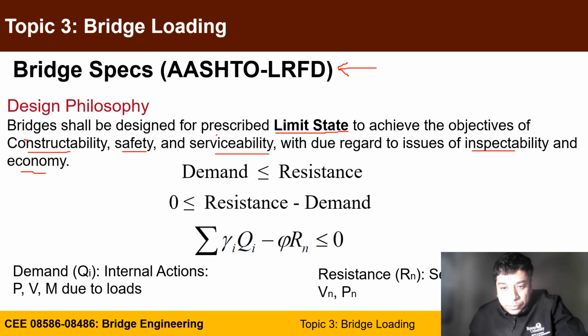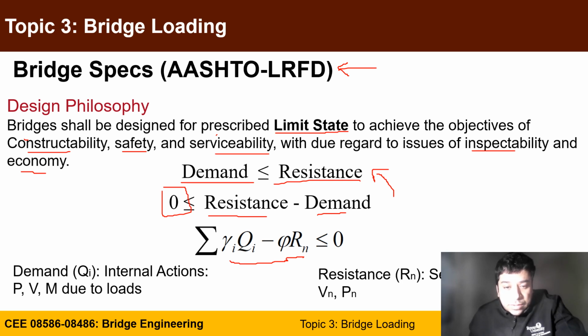In general, you have your structure element having resistance bigger than the demands due to the loading on the bridge. If you rearrange this equation, it means that your resistance minus demand has to be more than 0, or the demand minus resistance lower than 0. In this equation, we are showing demand minus resistance.